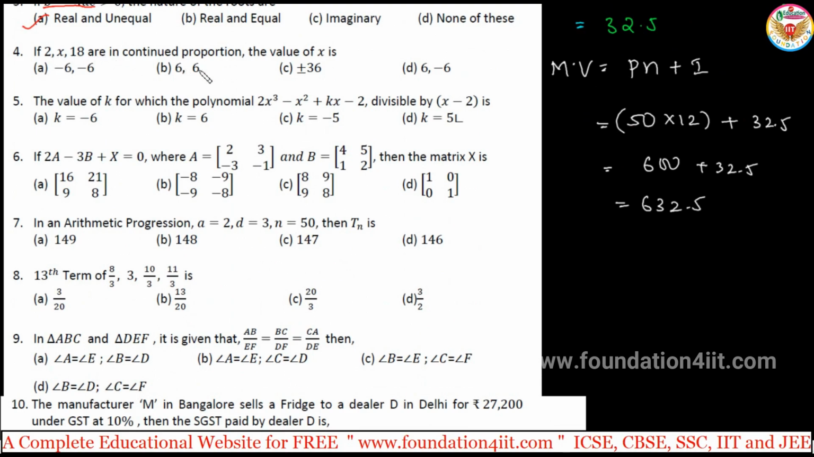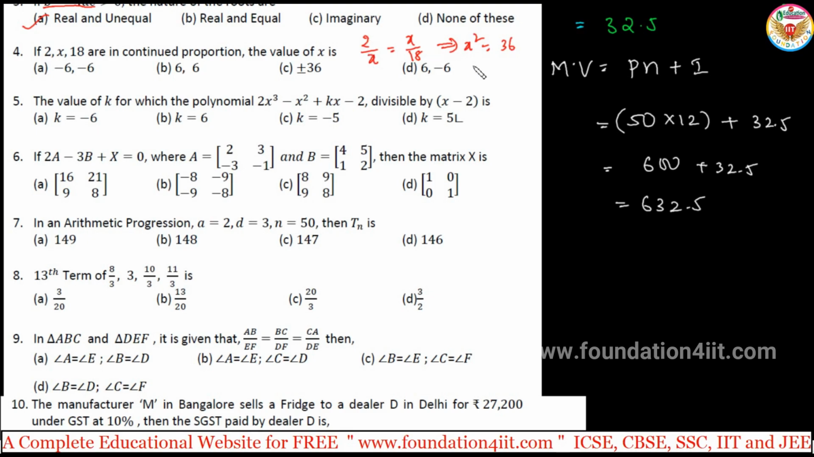2, x, 18 are in continual proportion, then the value of x. Whenever 3 terms are in continual proportion, we take 2 by x is equal to x by 18. First one divided by second one is equal to second one divided by third one. They are in continual proportion. So from this, x square is equal to 36. Do cross multiplication. Then x is equal to plus or minus 6. So this is option D, plus 6 or minus 6, because x is equal to the square root of 36. That is plus or minus 6. So option D. Right. Next one.